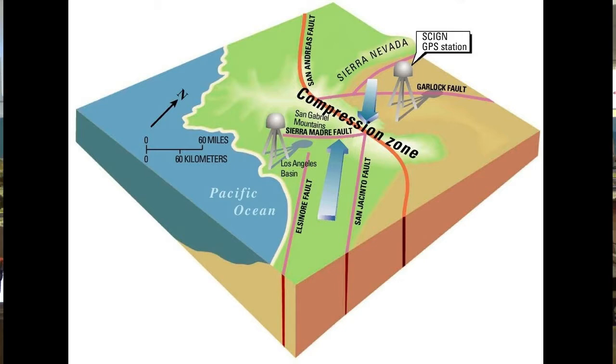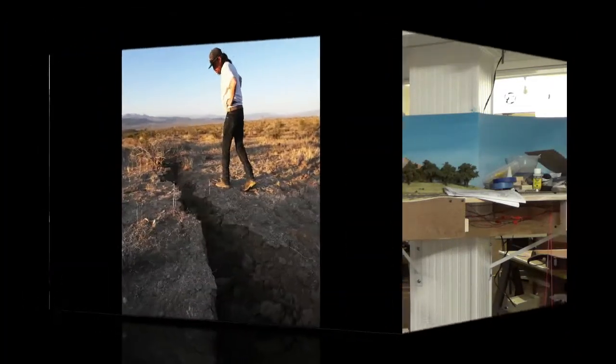And you can see the Elsinore Fault and the San Jacinto Fault are subsidiary faults that are a result of this locking action, as is the Garlock Fault on the continental side of the San Andreas, whereas the Elsinore and San Jacinto are on the Pacific Ocean plate side. And so this is geologically a very high stress area, and the terrain that you get around it is very indicative of this.